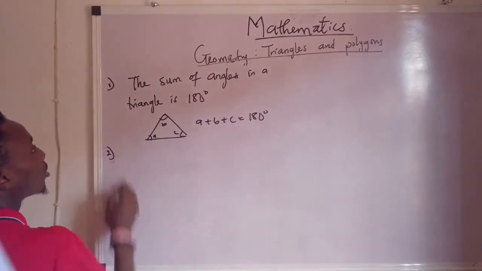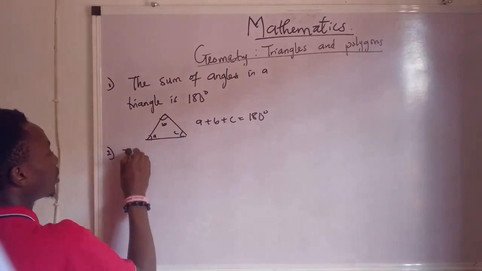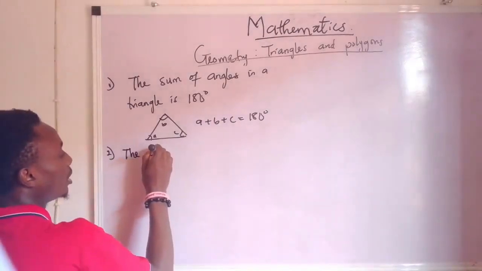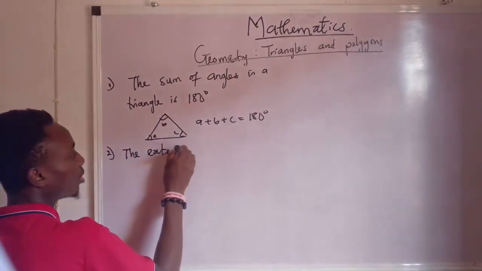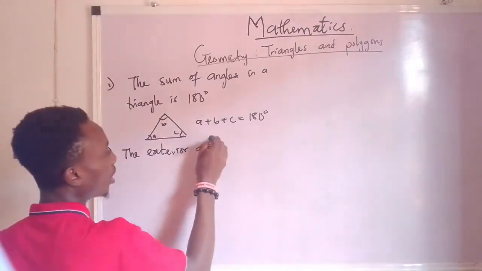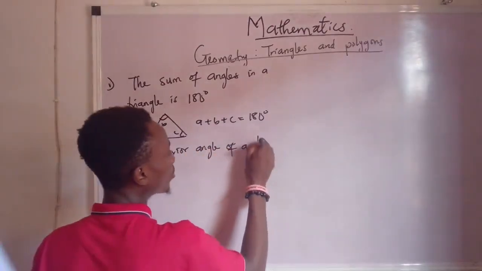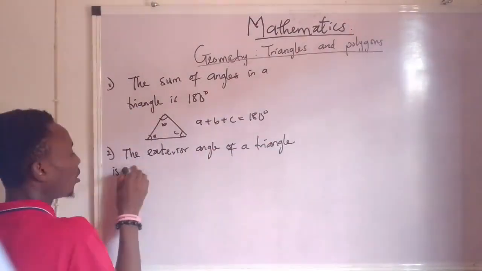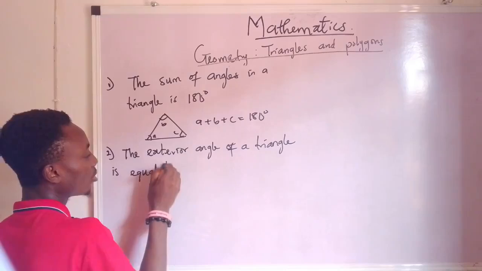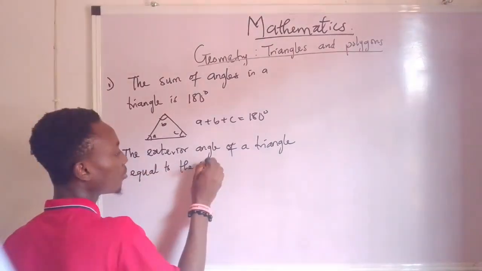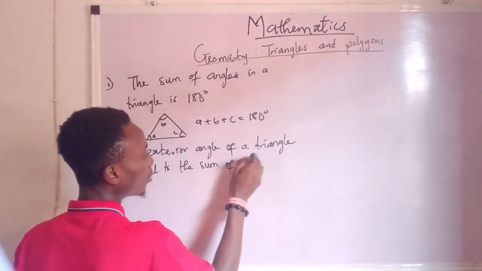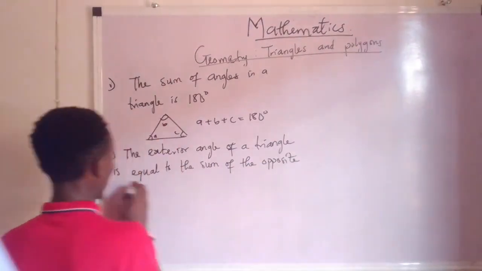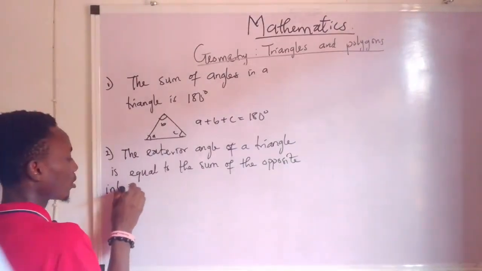The second theorem states that the exterior angle of a triangle is equal to the sum of the opposite interior angles.